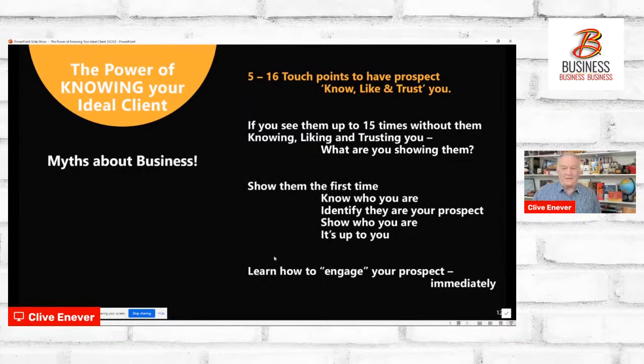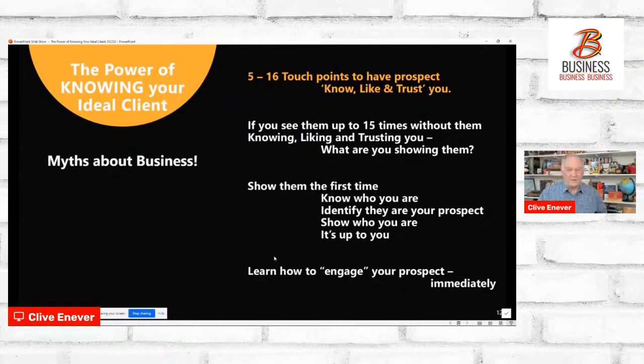Now, if it takes us 5 to 16 touch points to have a prospect know, like, and trust us, what are we telling them for all of the times leading up to when they decide they know, like, and trust us? Perhaps we're not delivering the right message, because ideally we want to be talking to people who are prepared to accept us because we're going to deliver what they want. I suggest that sometimes if we're talking to people for 10, 12, 15 times before they decide they like us, maybe they don't want what we've got. Maybe they don't want the way that we deliver it. Something's not right.